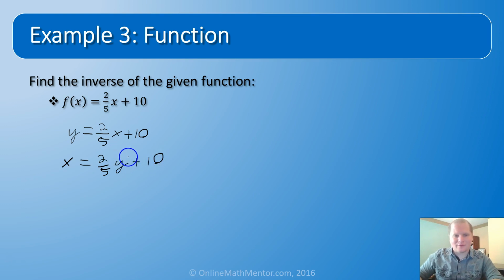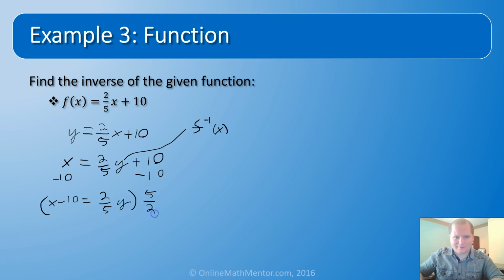Now this notation might seem a little confusing, but remember that this y here will be replaced by f negative 1 of x, so the inverse function. So our next step is going to be to solve for y. So to do that, we subtract 10 from both sides. And then we multiply everything by the reciprocal of that fraction.